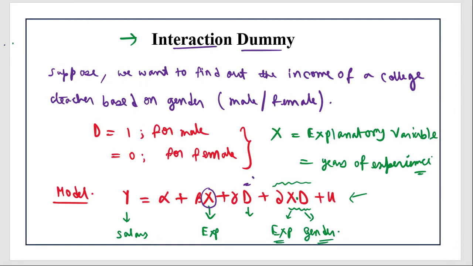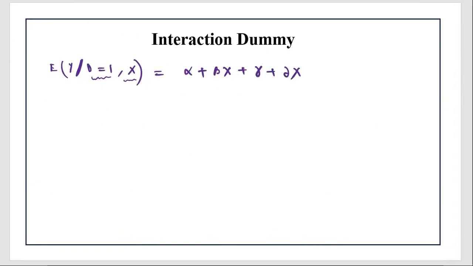See, only we have to put this d equals to 1. If you put this, then alpha will be as it is, beta x is as it is. Then you have this gamma here, and then you have this delta x, right? That is the entire thing that we will be getting. I hope this is absolutely clear.